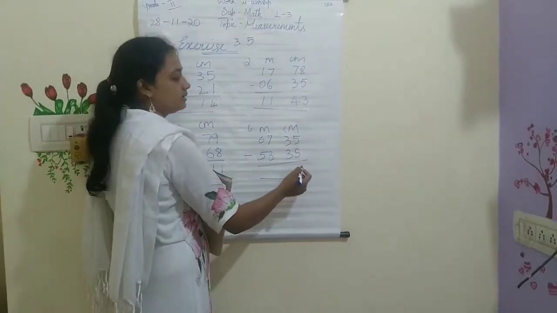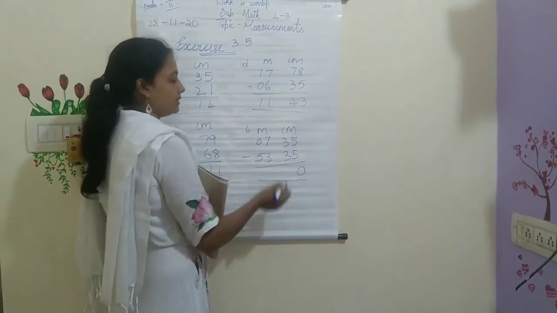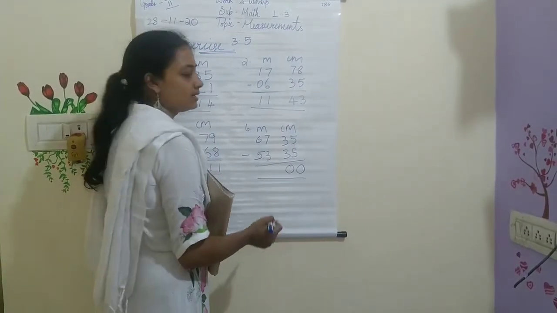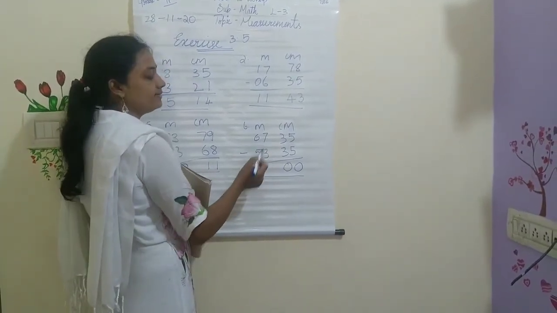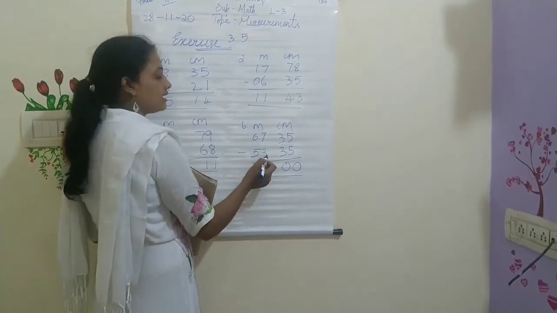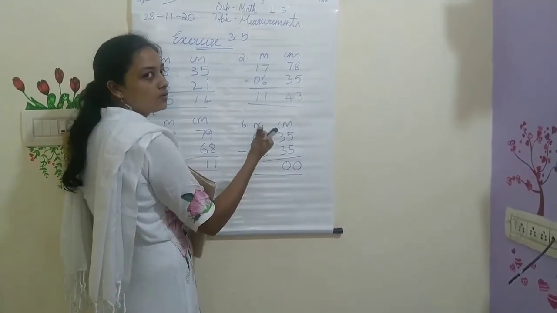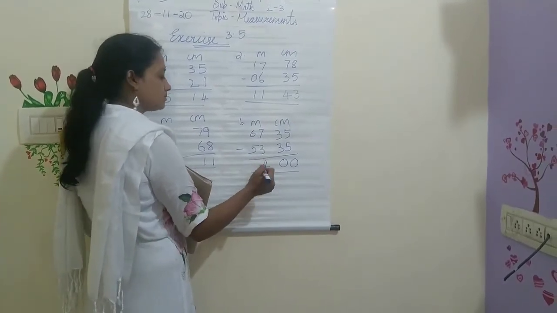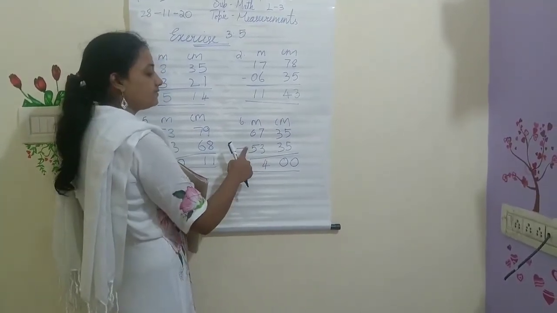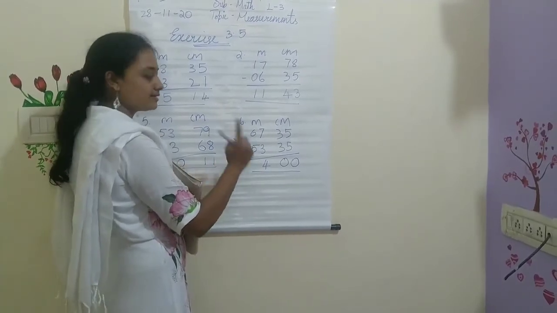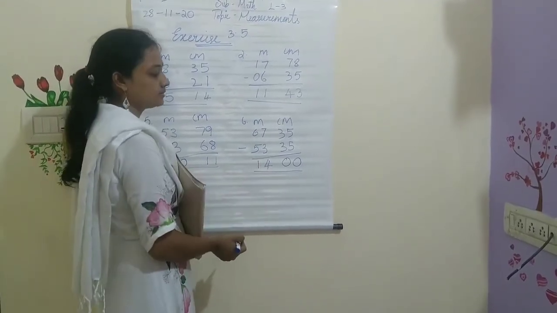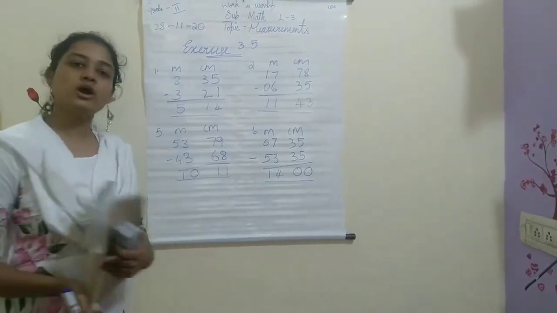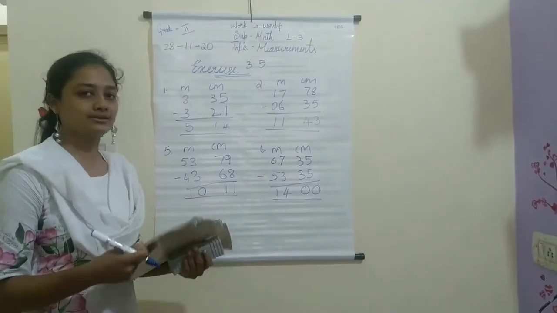Same numbers here. So 0. Next one also have same numbers. 0. Now here 3 and 7. After 3, 4, 5, 6, 7. Answer is 4. After 5, 6. Only 1. So here I have finished 4 sums for you. The other 4 sums you have to practice and show me the answers.